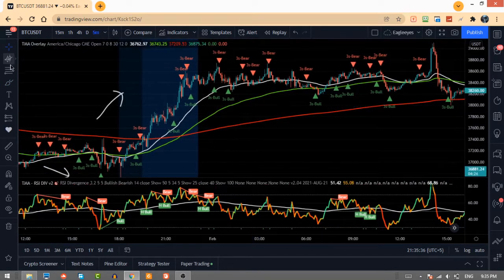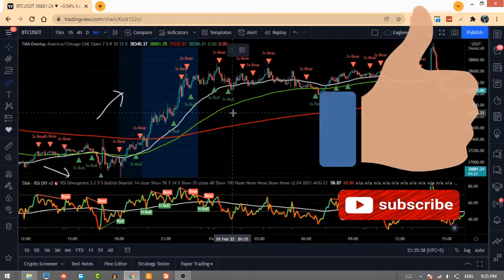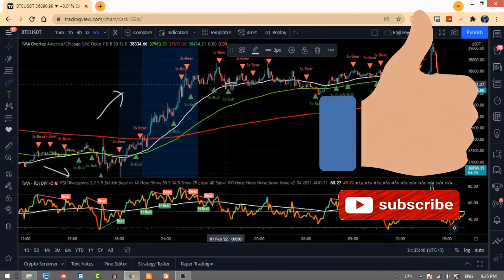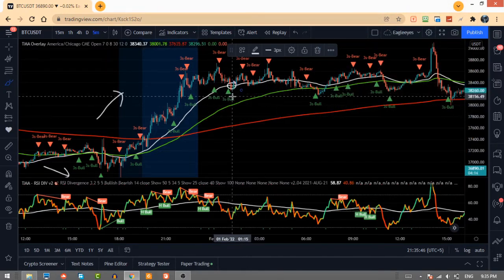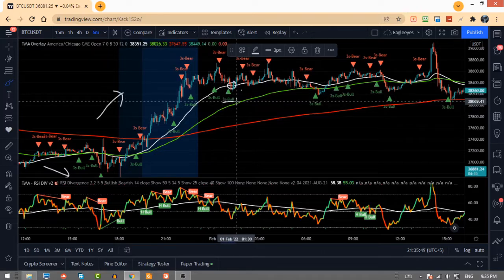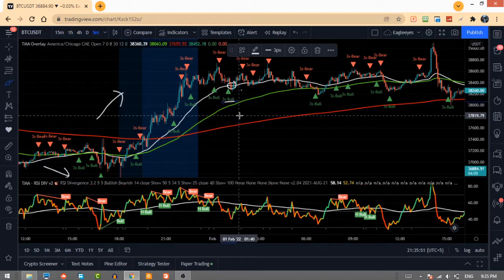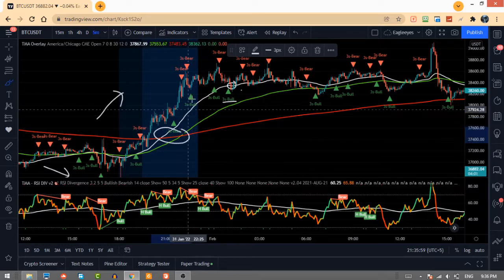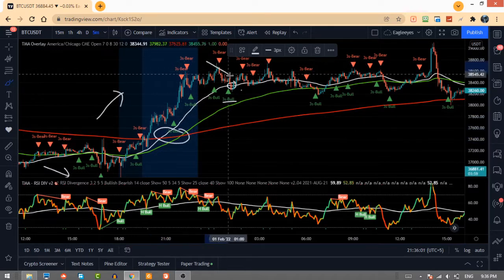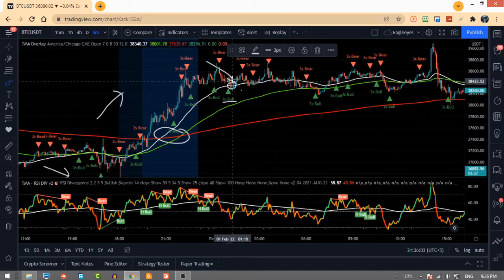So the third step we will be looking for is a pullback around the 21 SMA. Now you have to note this, that 21 SMA and 50 SMA must cross 200 SMA before we take any position. So here they had successfully crossed, then we will look for another trigger point for a long position.